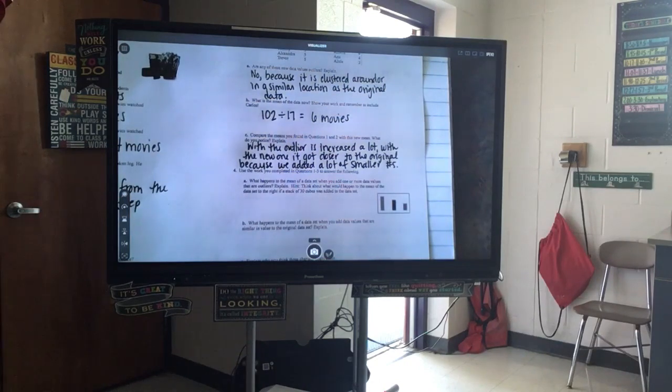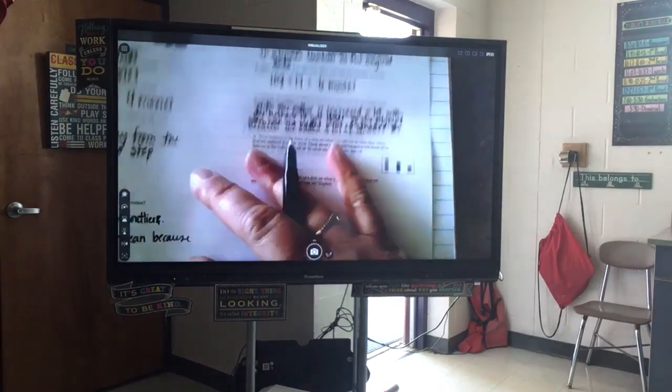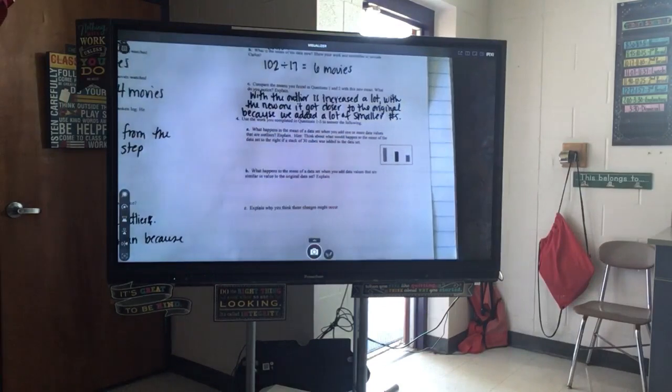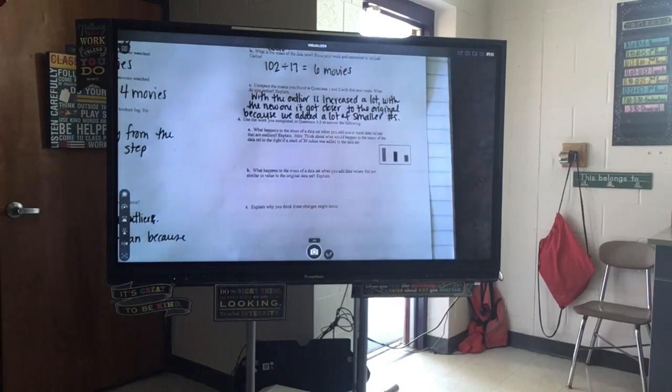All right, number 4 says use the work you completed in questions 1 through 3 to answer the following questions. Pencils are down. Question number 4A says what happens to the mean of a data set when you add 1 or more data values that are outliers? Explain. Think about what would happen to the mean of the data set to the right if a stack of 30 cubes was added. So they're just giving you an example.